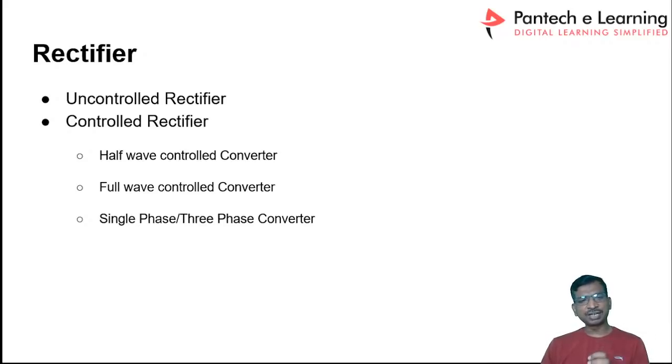And then types of converters: you will get half wave, full wave, single phase, three phase, semi converter, full converter, everything. This classification is common for controlled as well as uncontrolled. In the uncontrolled rectifier we will use a diode, whereas the controlled rectifier will use SCRs, right?